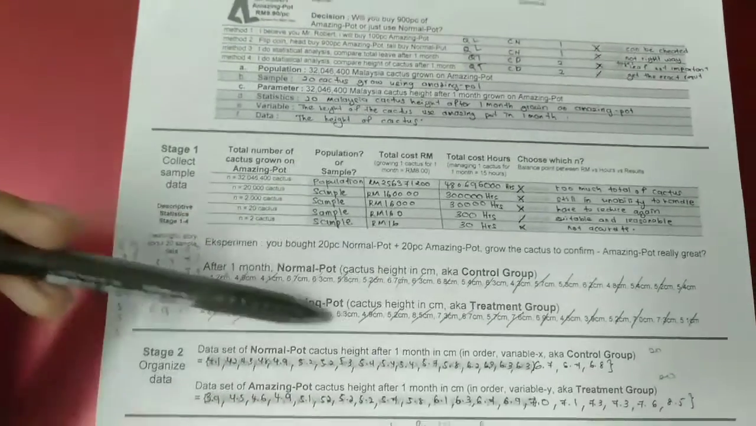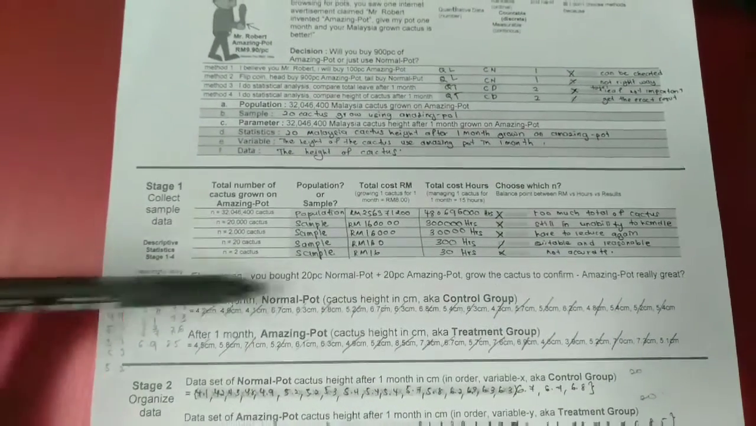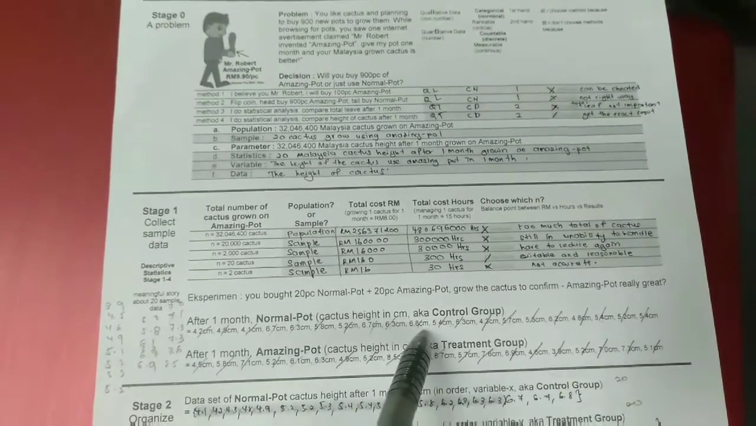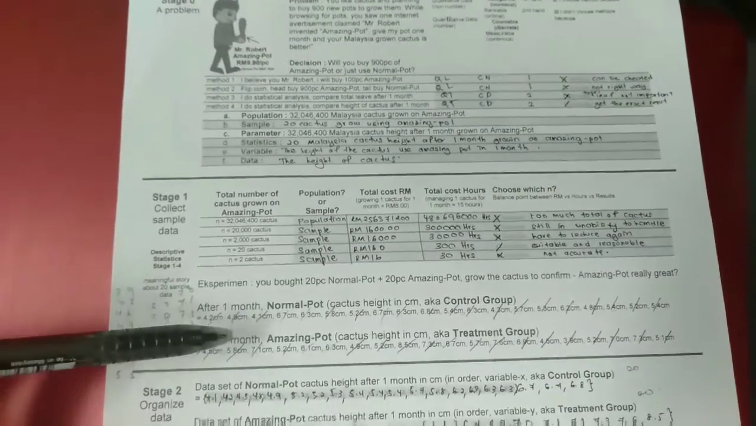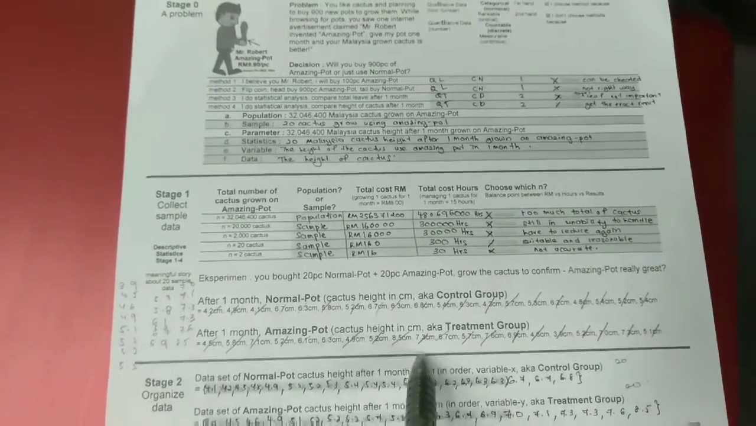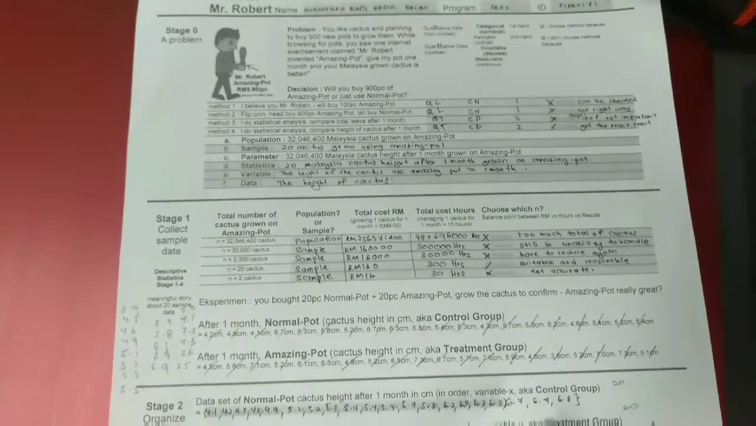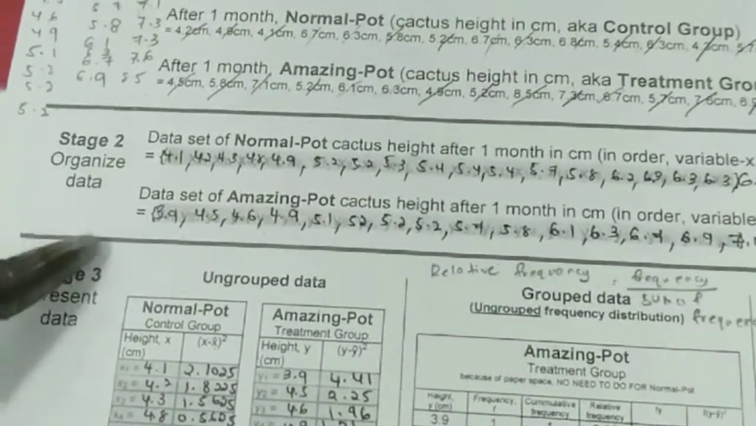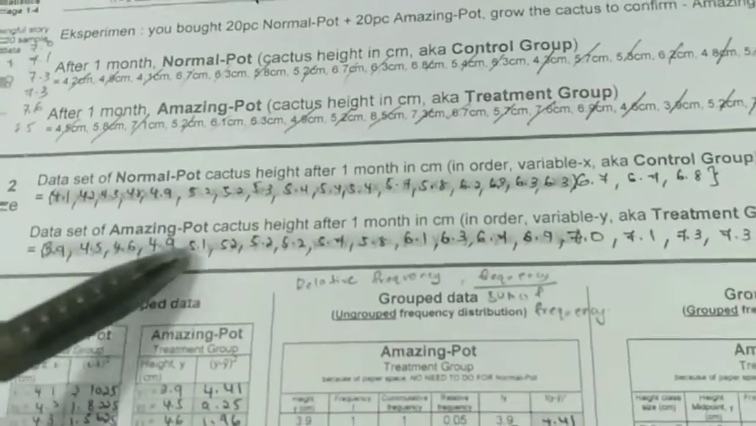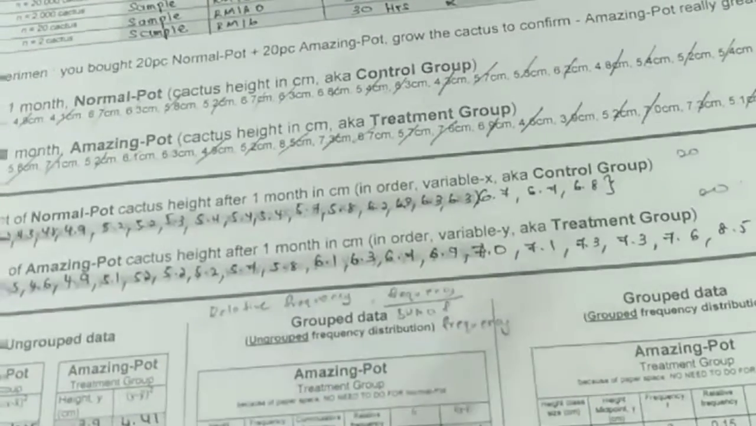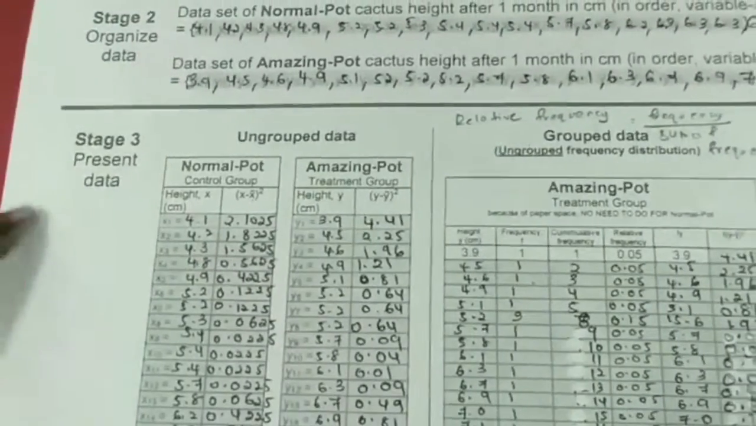This is the result that I get after 1 month. Normal pot, which we call the control group. And this is after 1 month, amazing pot, cactus height in centimeter, and for amazing pot we call it the treatment group. Okay, now this is stage 2, organize data. This is all the data that we get. First is normal pot, then second is amazing pot. I have already arranged it in ascending order. And now we will continue with stage 3.